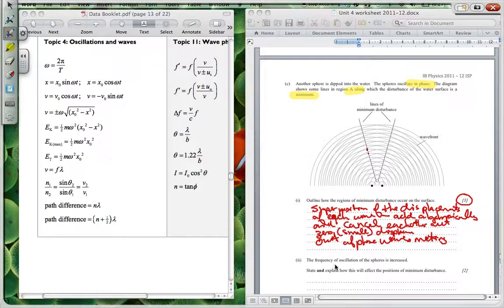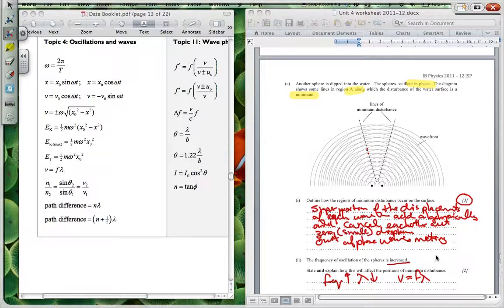And then it says the frequency of oscillation of the spheres is increased. So if the frequency has increased, it says state and explain how this will affect the position of the minimum disturbance. When your frequency increases, your wavelength will decrease, because the velocity, which will remain constant, is equal to frequency times wavelength. So if one is increasing, the other must be decreasing.